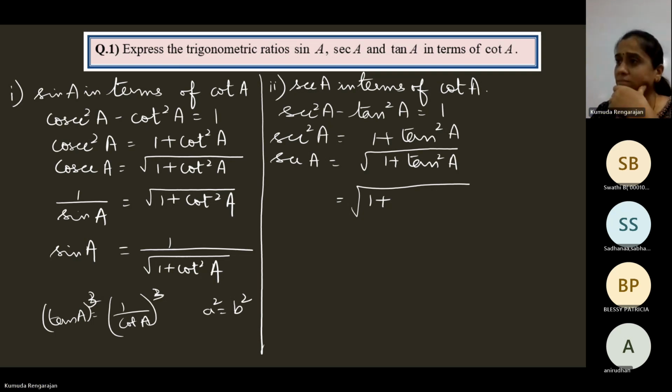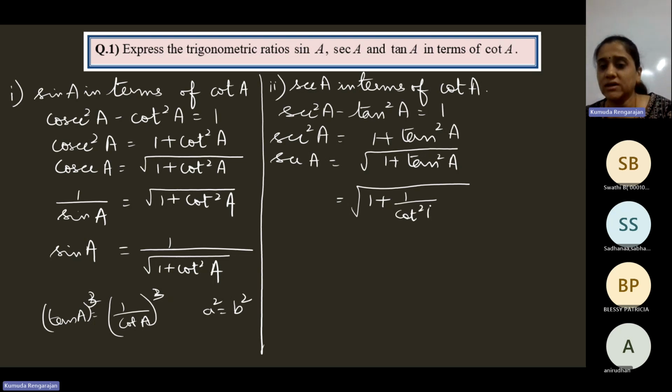Tan A is equal to 1 by cot A. So you square on both the sides. So tan square A is equal to 1 by cot square A, because 1 square is 1 only. So 1 by cot square A. Correct?